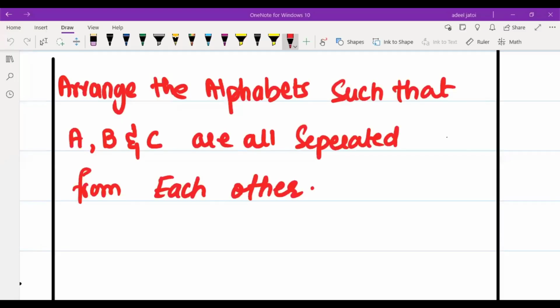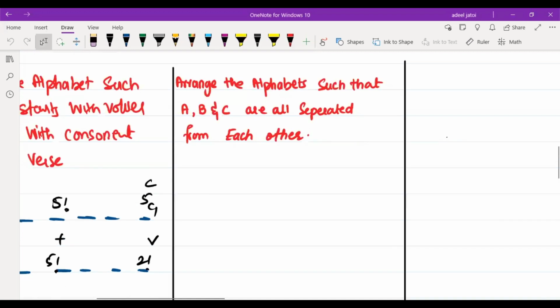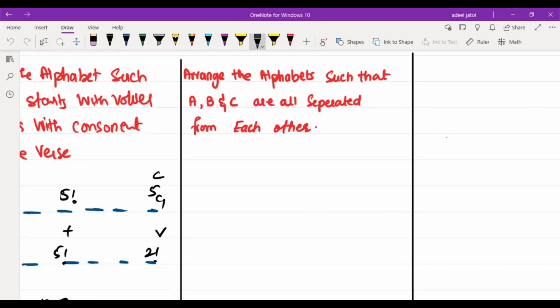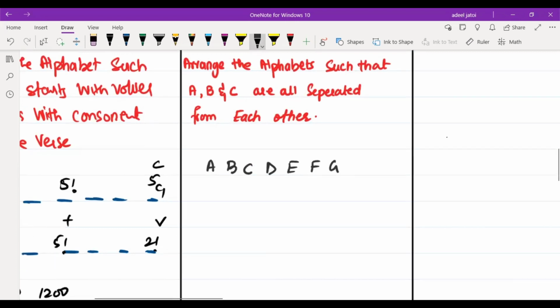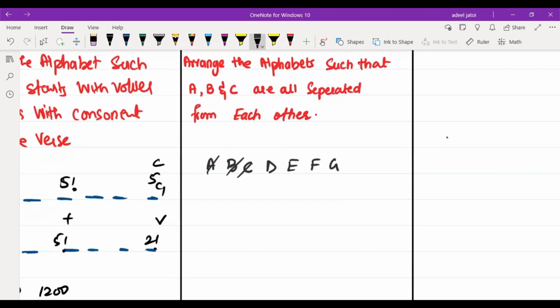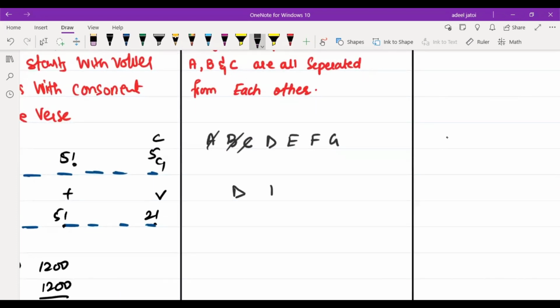Okay, another example with the same case, case number 1, non-repeated alphabet, and the alphabets were A, B, C, D, E, F, G. Now, the question says arrange the alphabet such that A, B, C are all separated from each other. When the question clearly says that they are all separated from each other, that means out of A, B, C, D, E, F, G, we had 7 different alphabets. So if I just separate A, B, and C, we are just left with D, E, F, and G.